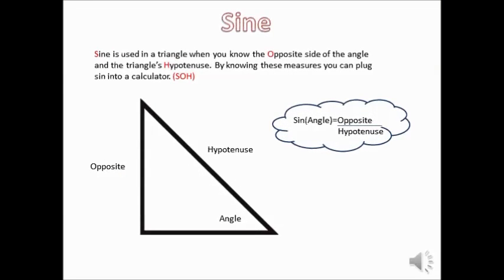Sine. Sine is used in a triangle when you know the opposite side of the angle and the triangle's hypotenuse. By knowing these measures, you can plug sine into a calculator. So, sine of the angle equals opposite over hypotenuse.